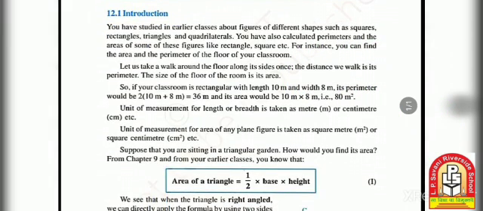If your classroom is a rectangle with length 10 meter and width 8 meter, its perimeter would be 2 multiplied by (10 plus 8), which is equal to 36 meter. We all know about the perimeter. It is the length of the border of that rectangle.